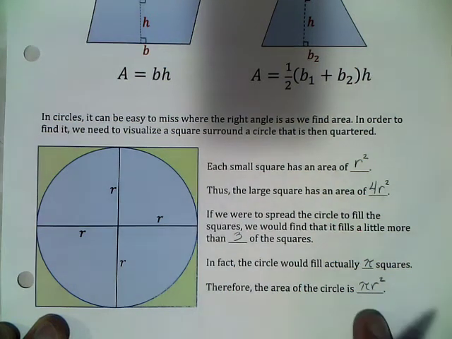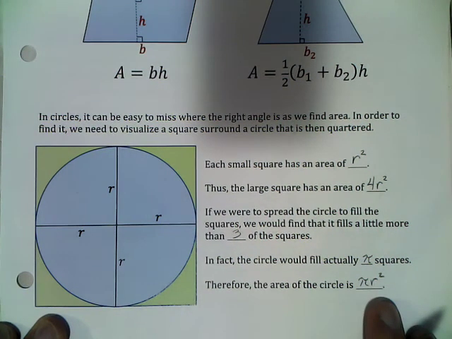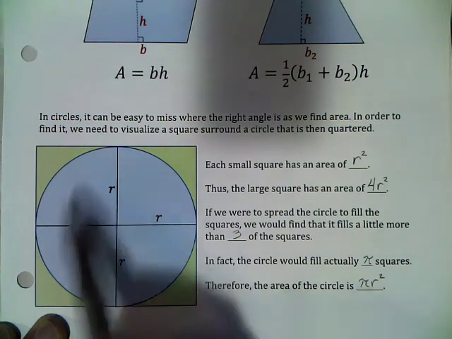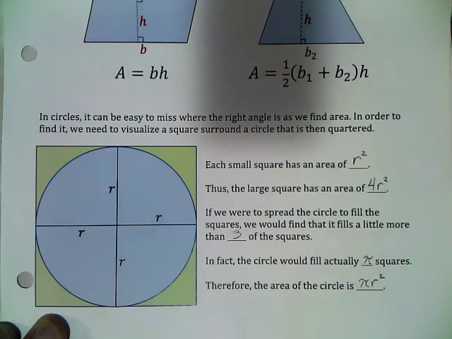All right, moving on. So pi r squared. So we don't have 4 squares, 4 full squares, but we have pi full squares, little squares.